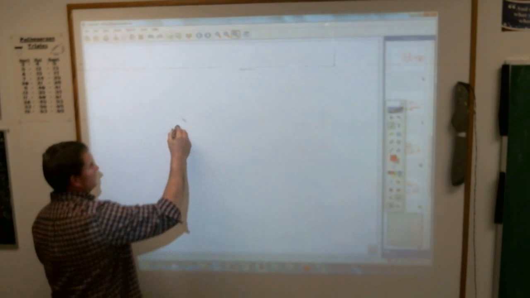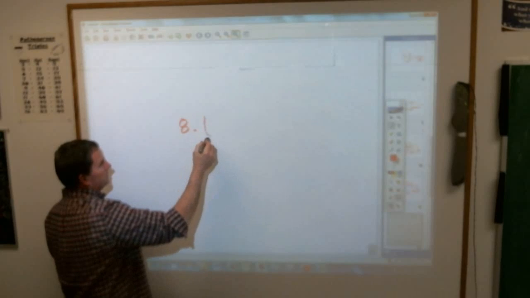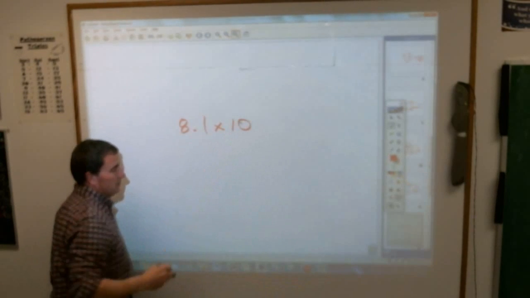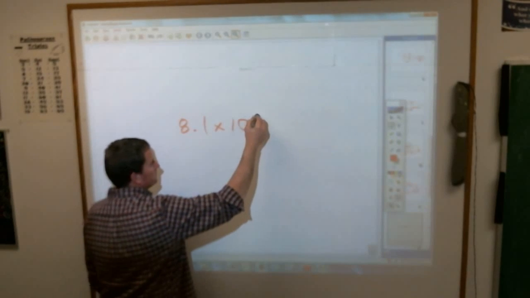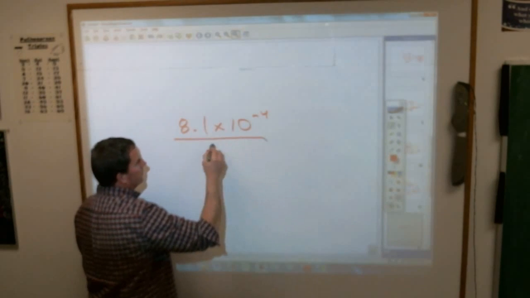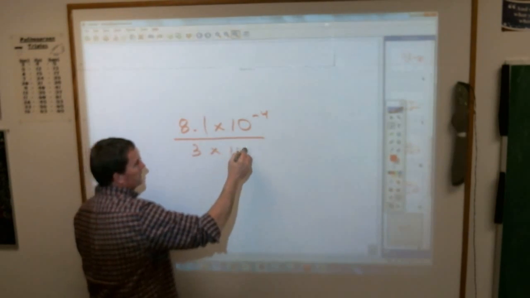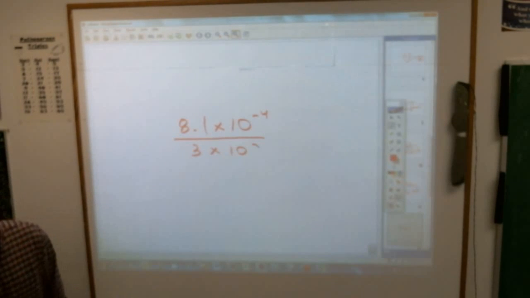Write down this problem. 8.1 times 10 to the negative 4 power over 3 times 10 to the negative 7 power.